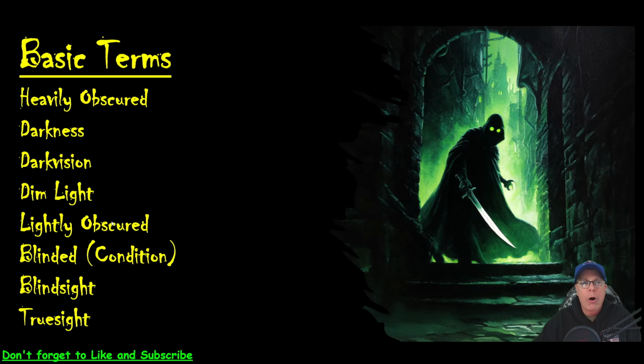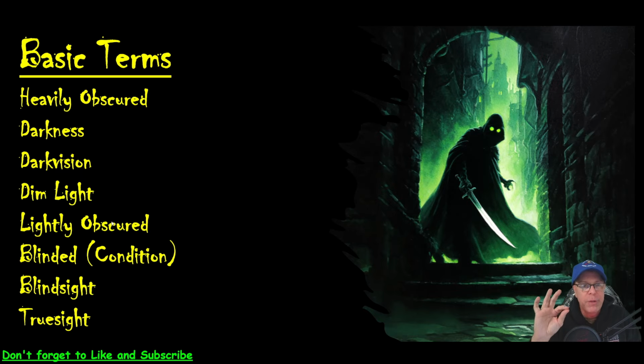So here are our basic terms. We're going to go through each one of these from the D&D Beyond site. Heavily obscured, darkness, dark vision, dim light, lightly obscured, blinded condition, because that is the condition that most of these result in, blind sight, and true sight. There's 3 different types of vision on this list, and these come from the rules: dark vision, blind sight, and true sight.